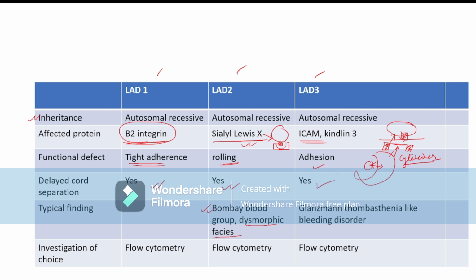There is also delayed cord separation, and there is a typical history of Glanzmann thrombasthenia and bleeding disorder. That means there is also a problem in the platelet function. And all three LAD deficiencies are diagnosed by doing flow cytometry.